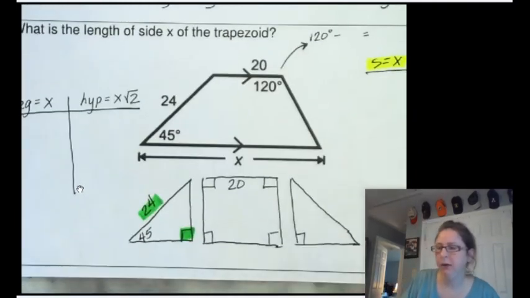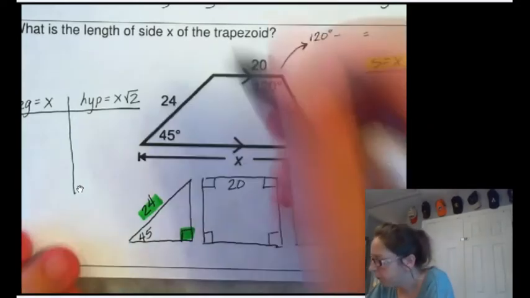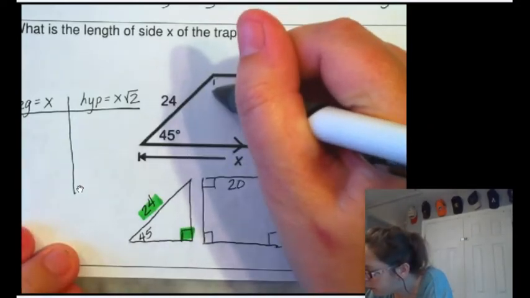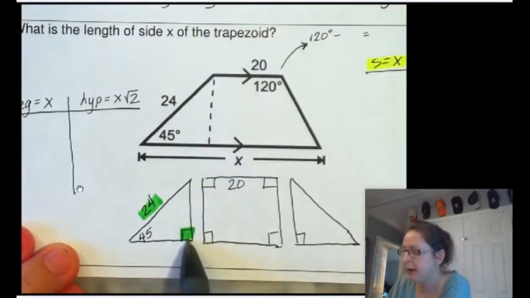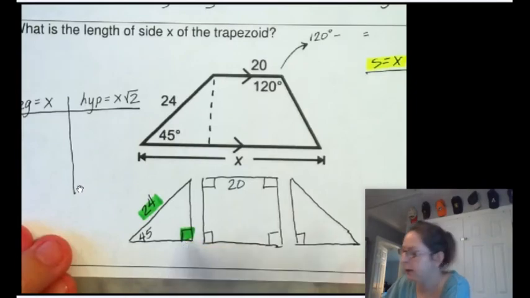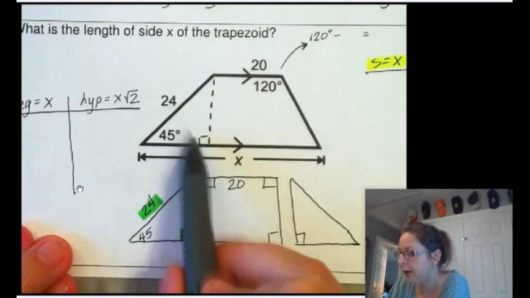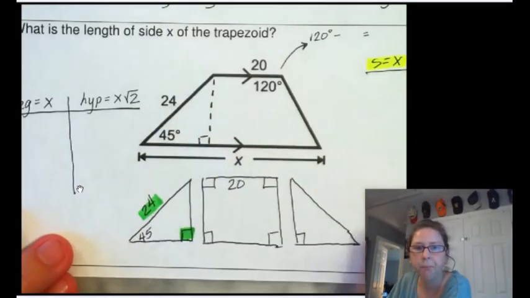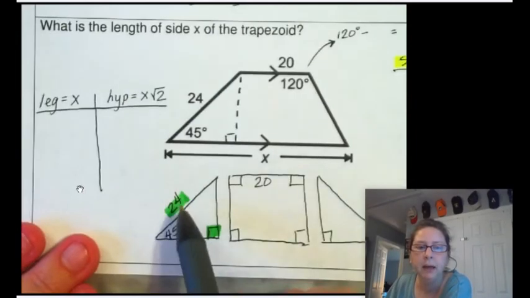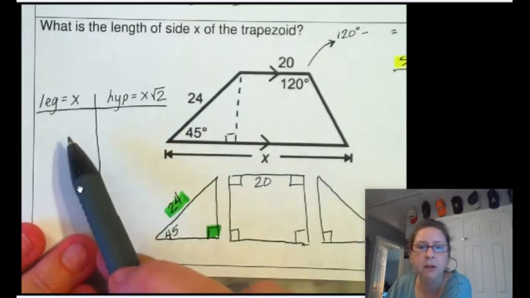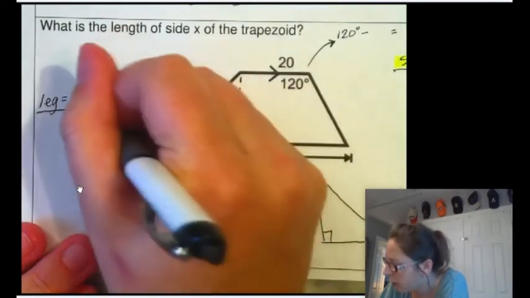Okay. If I draw an altitude straight down here, I will create a 90-degree angle. Okay. Where in this now small triangle, I know that the hypotenuse is 24. So let's go ahead and find out what the length of the legs are going to be. So the hypotenuse is 24.